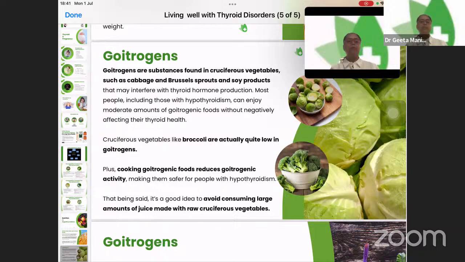Cruciferous vegetables like broccoli are actually quite low in goitrogens, so you can have them. Plus, cooking goitrogenic food reduces goitrogenic activity, making them safer for people with hypothyroidism. So it is better to take in moderation. That being said, it's a good idea to avoid consuming large amounts of juice made with raw cruciferous vegetables.